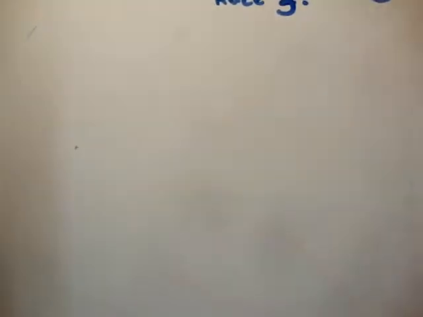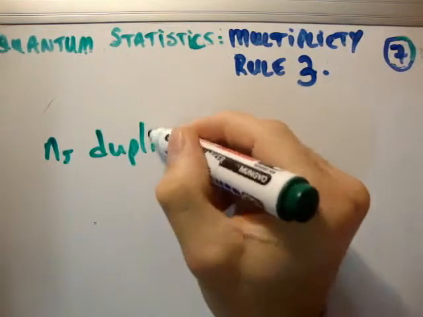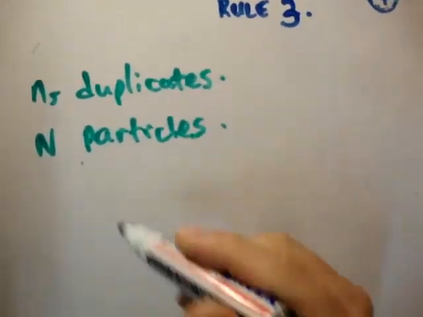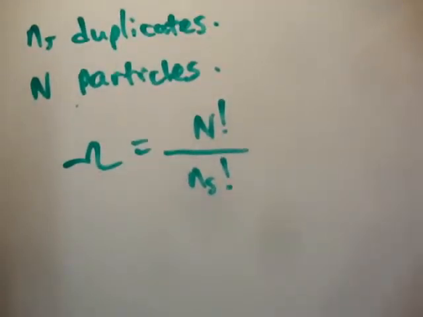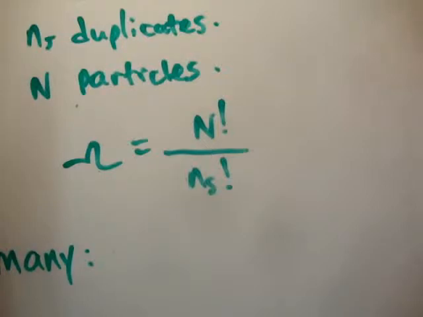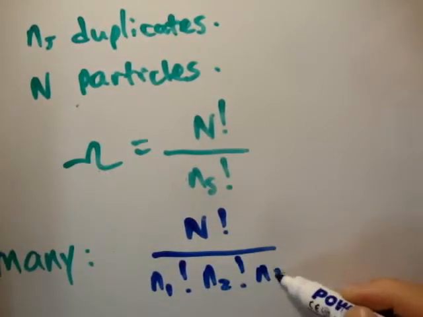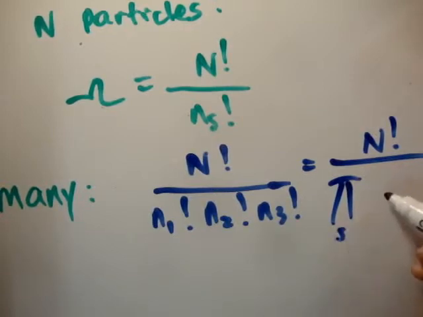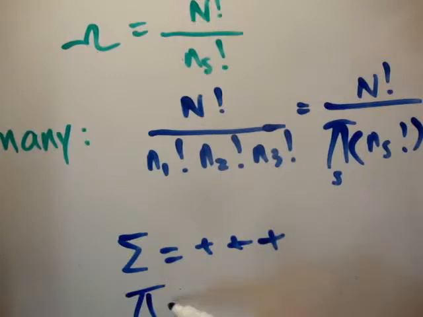Alright, so I'm hoping that you can see the general rule, and I'm going to write it down right now. Let's say we have n sub s duplicates, and we have n particles. Therefore, the multiplicity is equal to n factorial over n sub s factorial. Note if you have lots of different particles, it's very straightforward. As we saw, let's say we had 3 A's, 2 D's, 4 C's. Then it's going to be n factorial divided by n sub 1 factorial, n sub 2 factorial, n sub 3 factorial, and so on. A quick way of writing that is n factorial divided by pi n sub s factorial. Just to remind you, sigma means plus, plus, plus, and pi means multiply, multiply, multiply.